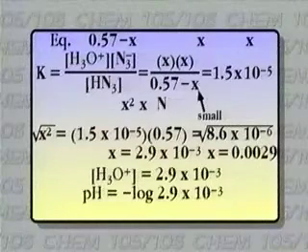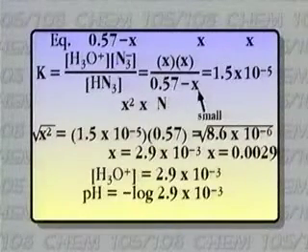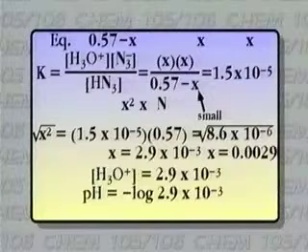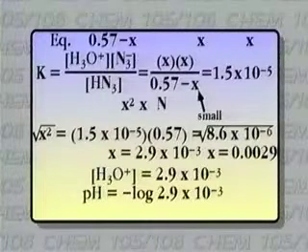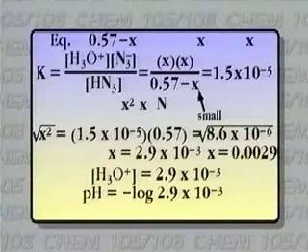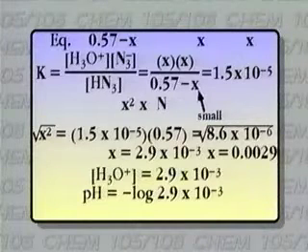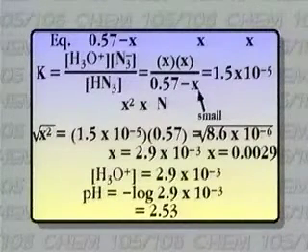Okay? Now, back to our original problem, which was calculate the hydronium. We've done that. Calculate the hydroxide and calculate the pH were the other two steps. So let's go ahead, keeping in mind our answer there. Let's just go ahead and do pH. pH is equal to minus log of 2.9 times 10 to the minus 3. And so all we have to do now is take the logarithm of that number, and we have a pH equal to 2.53.